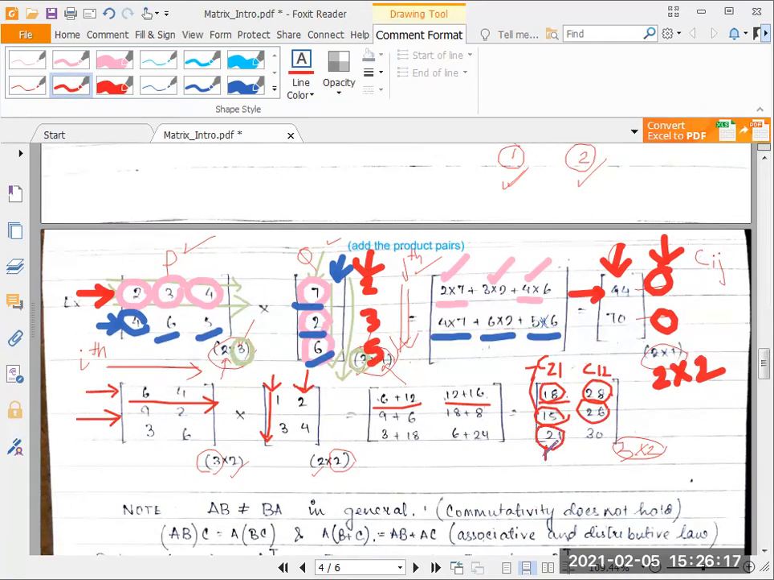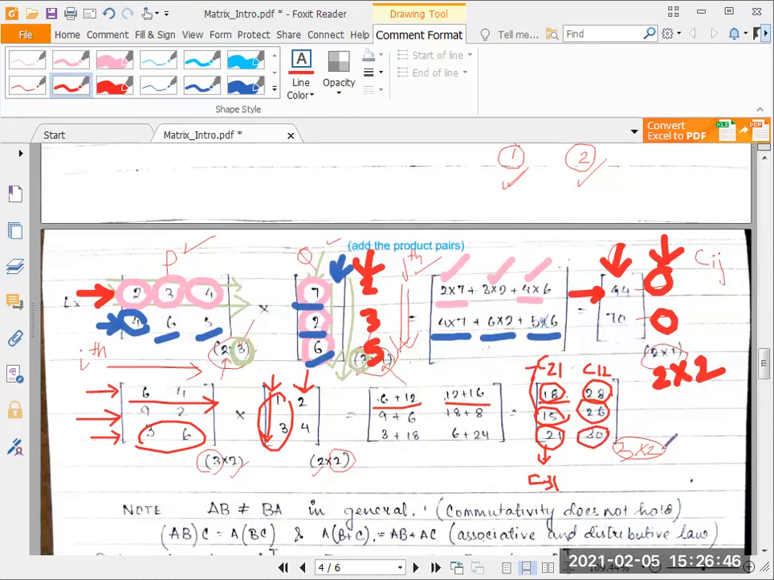C31. So the third row of the first matrix and the first column of the second matrix. So we'll be talking about 3, 6 and 1, 3. So 3 times 1 plus 6 times 3. That is 3, and 6 times 3 is 18. So 3 times 1 plus 6 times 3, that's 3 plus 18, which is 21.